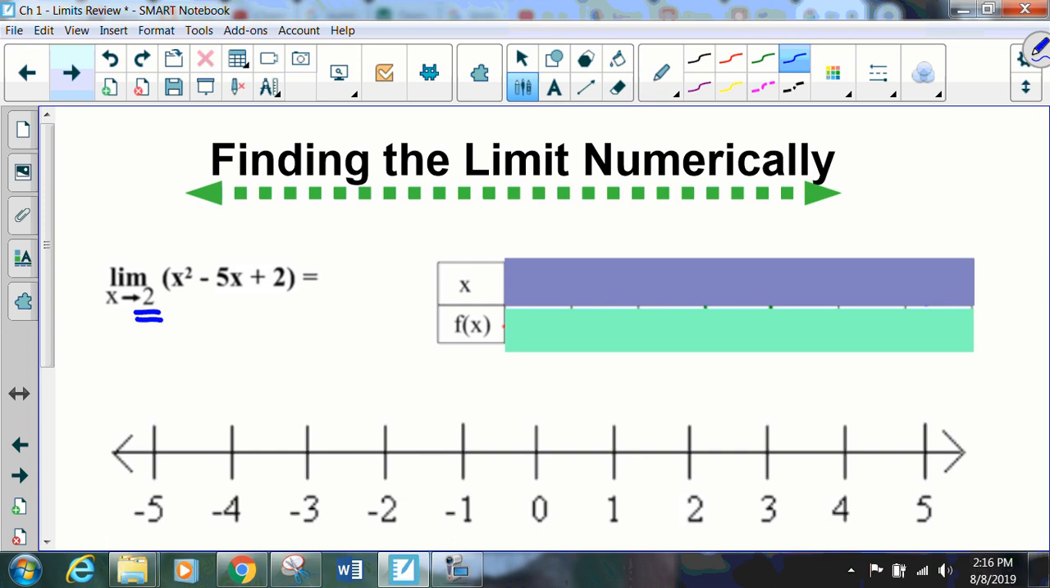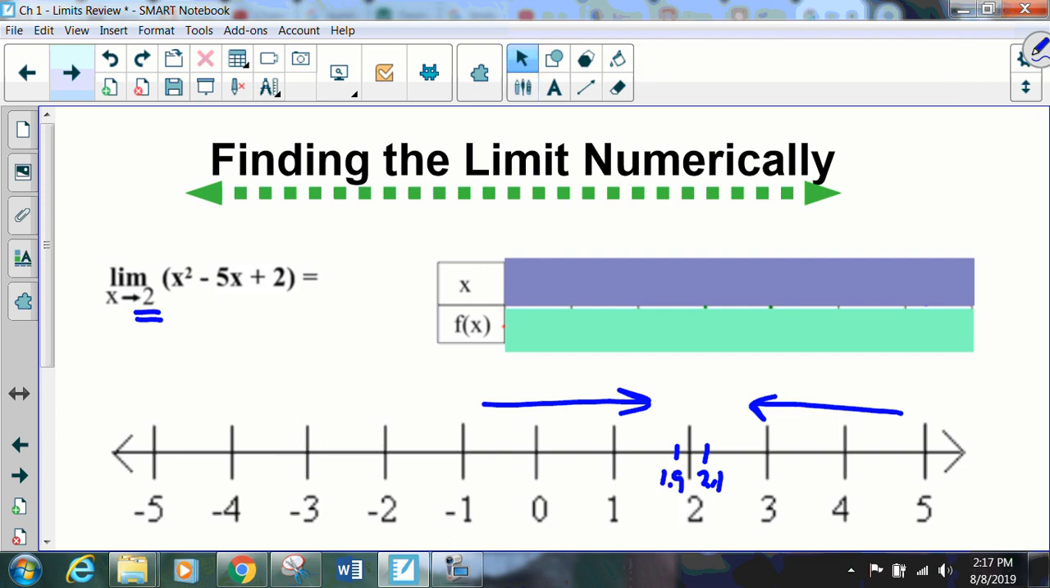And I know I want to make a table where I approach 2 from both the right and from the left. And I could choose to approach 2 from the right, going 5, 4, 3, 2. But that's not going to help me when I make a table and try to find the limit numerically. I need to get super, super close to 2. So from the right, super, super close to 2 would look like 2.1. And super, super close to 2 from the left might look like 1.9. And then we just get closer and closer from there.